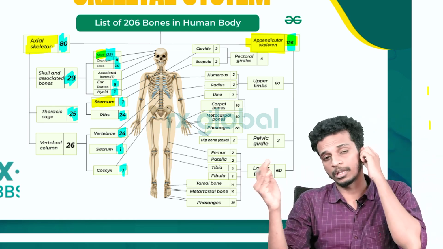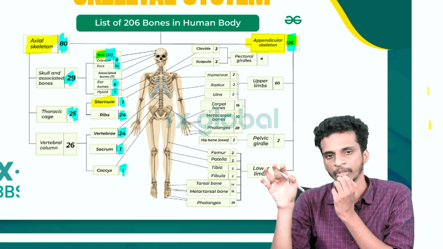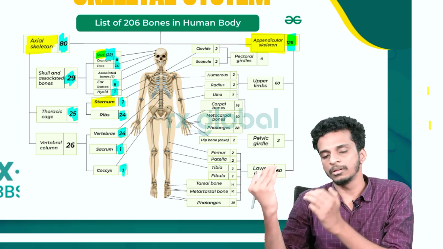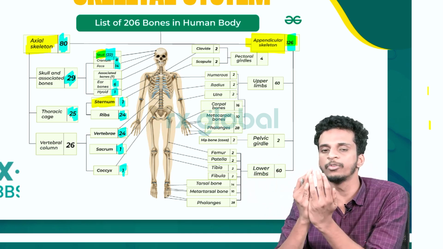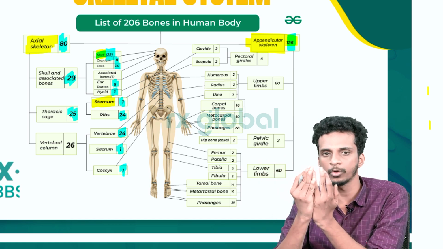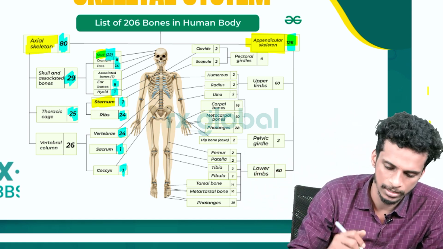Actually, the sacrum and coccyx are usually multiple bones. When we count the vertebrae, we get 33, but that is in infants. When the person becomes an adult, a few bones fuse to form the sacrum, and a few bones fuse to form the coccyx. So from 33, it becomes 26.